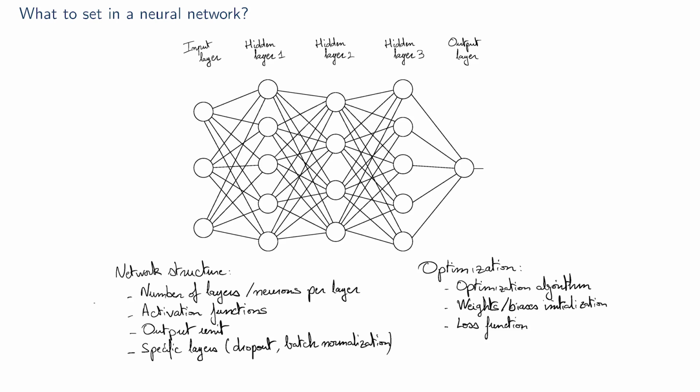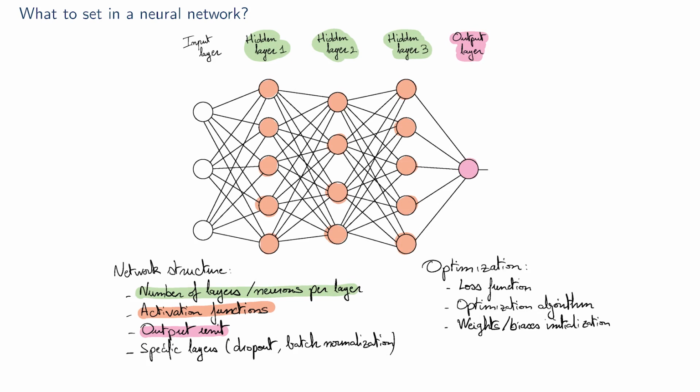hidden layers. The first parameters you can choose define the structure of the network. Among them are the number of hidden layers, the number of neurons per layer. Then you must specify the activation function used in each layer, the output unit, depending on the type of output you want to obtain, and potentially add specific layers as dropout or batch normalization.